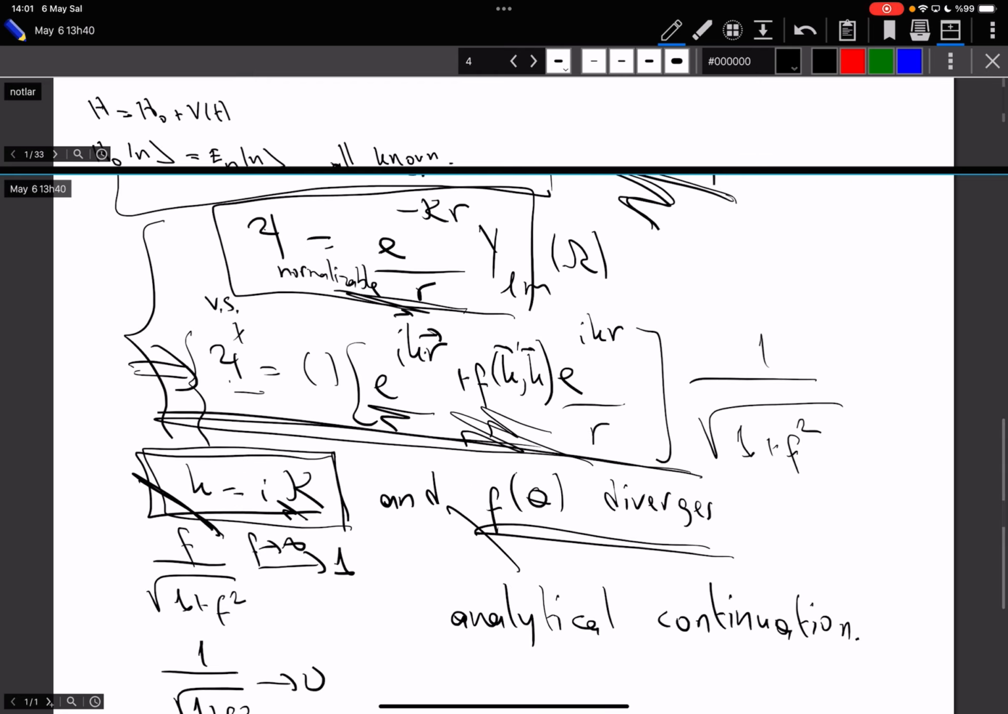F diverges. So if I look at my scattering solution, if I can somehow calculate it analytically, of course in that solution I assume k to be a real number, but once I obtain an analytical function of real k, I can imagine it to be a function of a complex k. Then if it has a pole when k is purely imaginary, that is where I have a bound state.